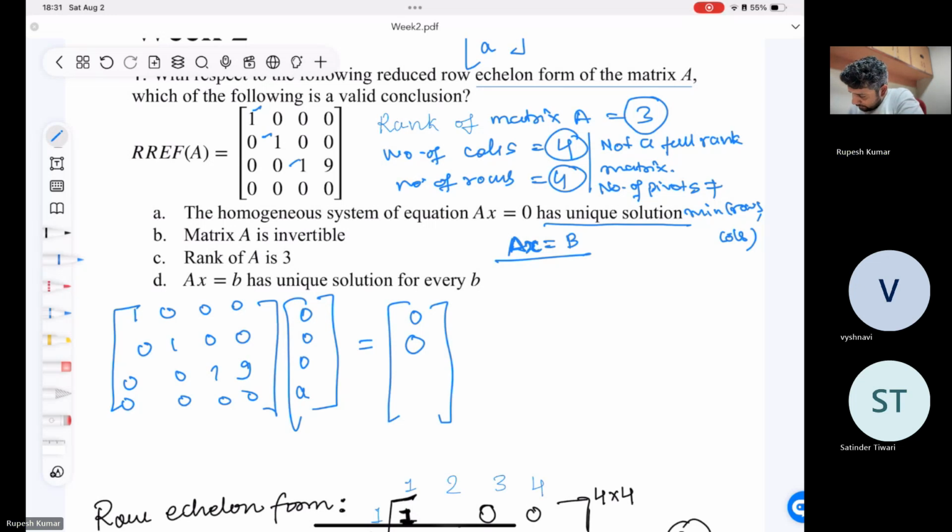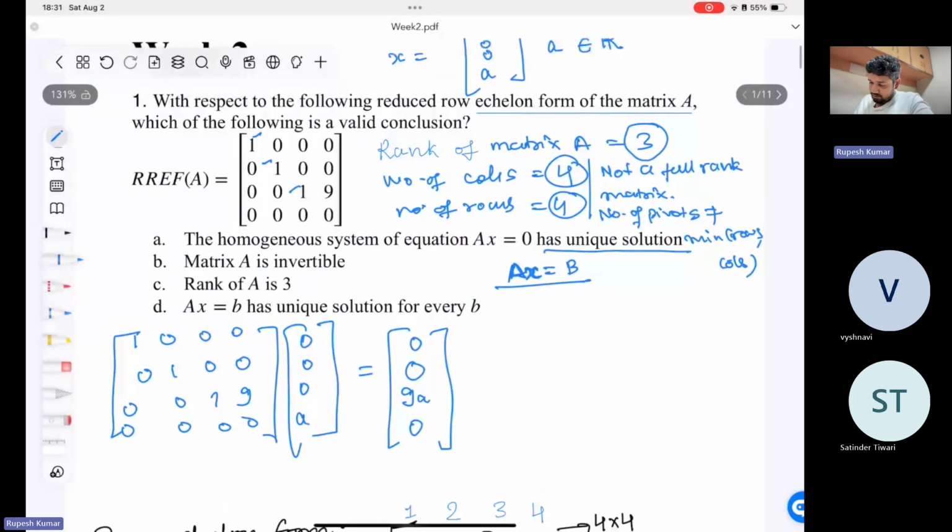So it will give you 9a, right? And the fourth will give you 0. Okay, this is not good. This is not good. So let's take another counter example.